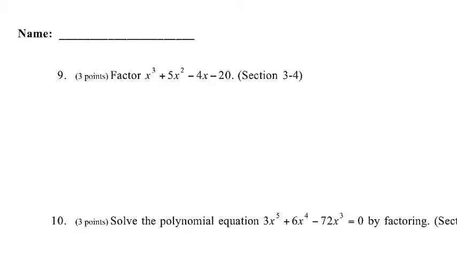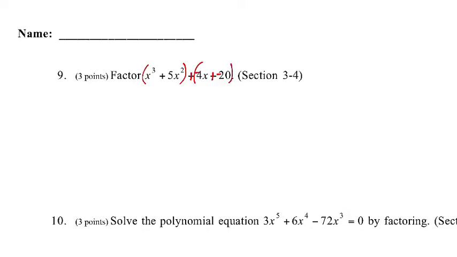Number 9 says factor x^3 + 5x^2 - 4x - 20. So we've got four terms here. We have to break them down into separate groups. But before we do, let's change all the minuses to plus negative. That'll make it a little easier on us. So once we have everything in terms of adding, we're going to put them into groups.